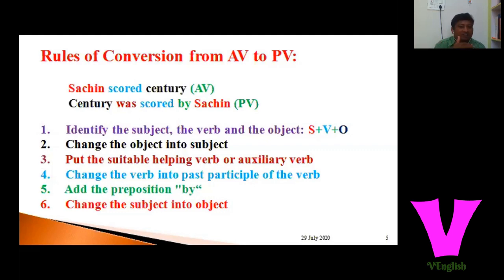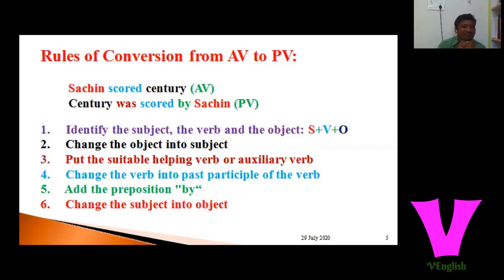And next, century was scored by Sachin. Dear students, observe the colors of the words also. Okay, century was scored by Sachin. If you observe keenly those two sentences, you can trace out the rules. You can find out the rules to convert a sentence from AV to PV. Yes. First of all, you have to identify the subject, the verb, and the object in the given active sentence.